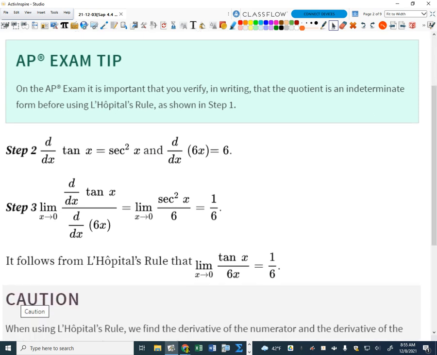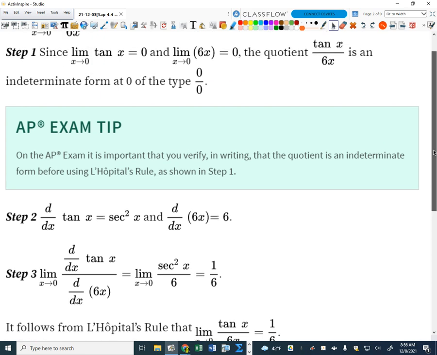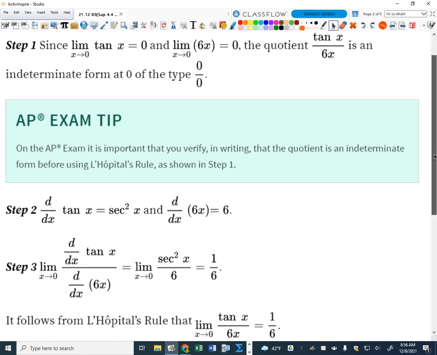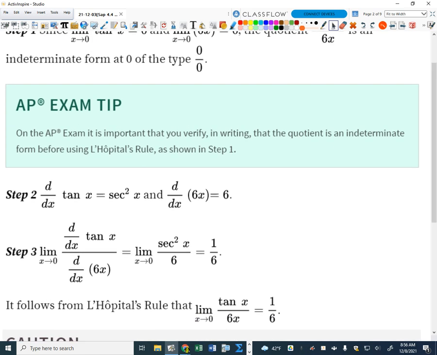Step 2: we separately differentiate the top and the bottom. The derivative of tangent x is secant squared x. The derivative of 6x is 6. So when we differentiate top and bottom, we get a new limit, the limit of secant squared x over 6 as x approaches 0. The limit of secant x as x approaches 0 is 1, so secant squared is 1. So we're done. We got 1/6, and that's our answer.